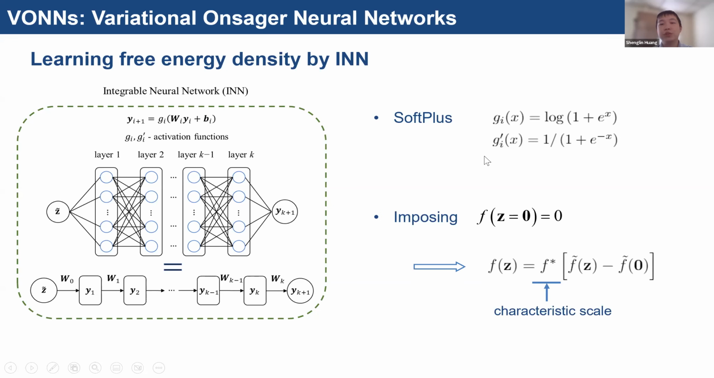Moreover, we want to impose some constraint on the free energy, like setting a zero point when z is 0. To do so, we can just simply use this trick. Here, F tilde is the direct output of the neural network, and we just subtract the zero point, and this F will be the free energy we want to learn.